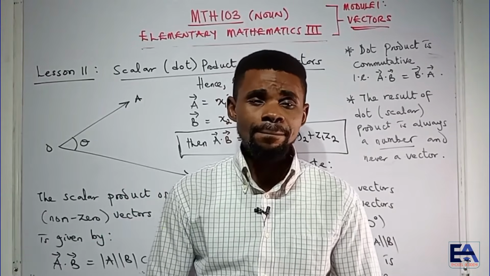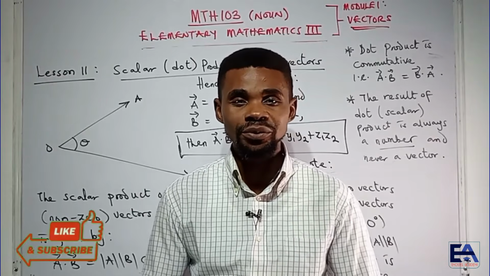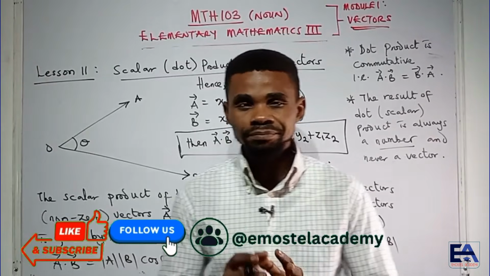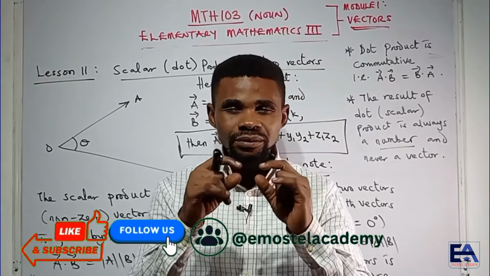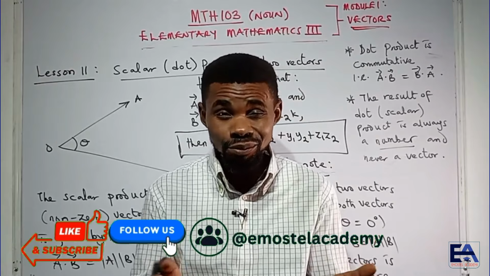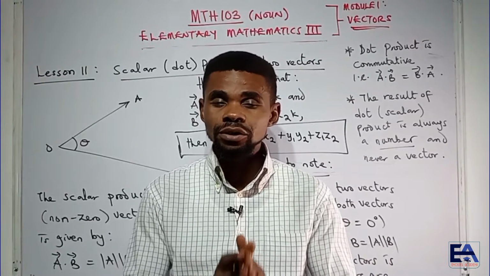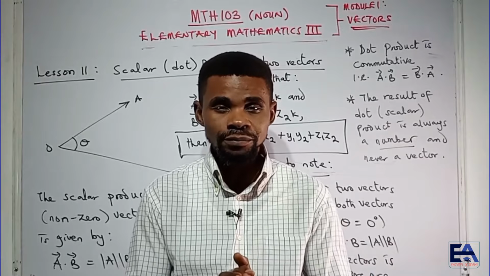All right, today in this video in Math 103, we are going to be talking about something that looks a little bit advanced, but not so much anyway. It's still simple, okay? We call it the dot product of two vectors.